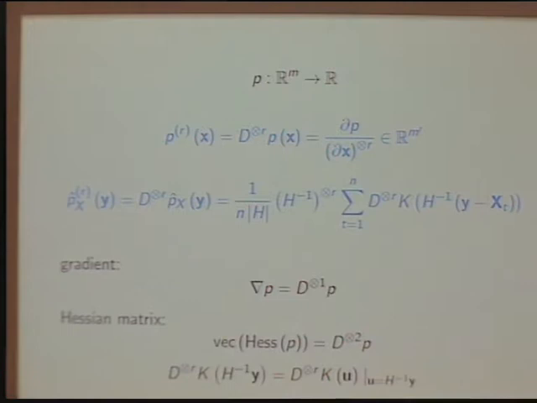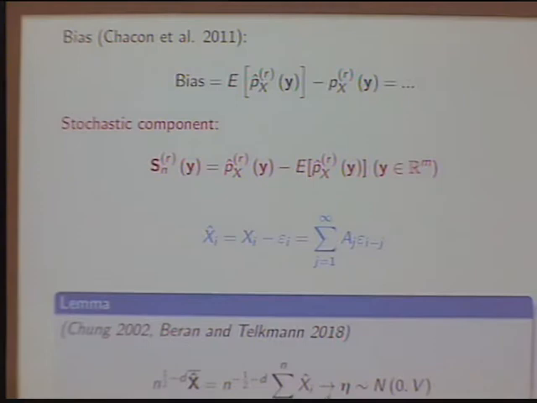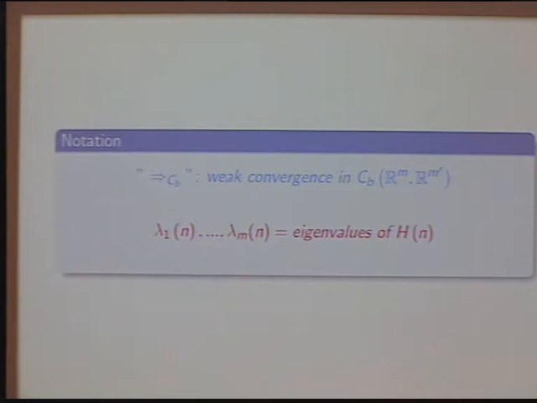So we simply take the kernel density estimator and just take the derivative. I can skip that. We will also have the following notation. We have eigenvalues. H is the bandwidth matrix of the multivariate kernel estimator, so these are the eigenvalues of the bandwidth matrix.